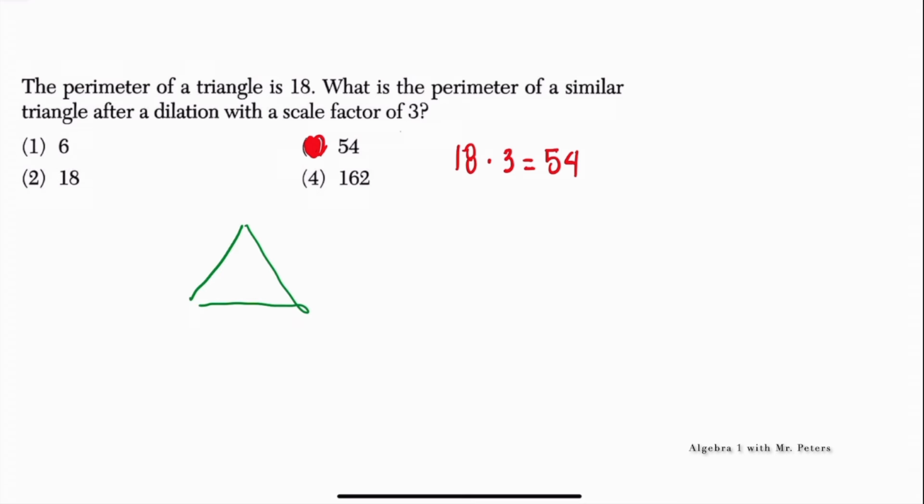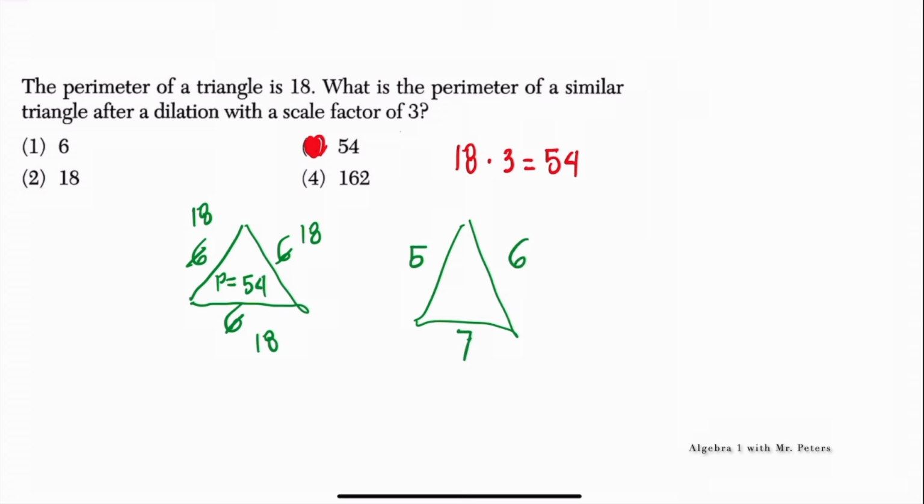Let's say we drew out the triangles. We don't know the side lengths. Let's say it was an equilateral triangle, all sides are the same. If we multiply each side by that scale factor, 18, 18, and 18, multiply by 3, once we add that, the perimeter is going to be 54. Let's say we had a 5, 6, 7 triangle. If we do the same thing, multiply by 3, 15 plus 18 plus 21 is going to give us the same perimeter of 54. So this is what they mean when they ask us for the new perimeter with a scale factor of 3.